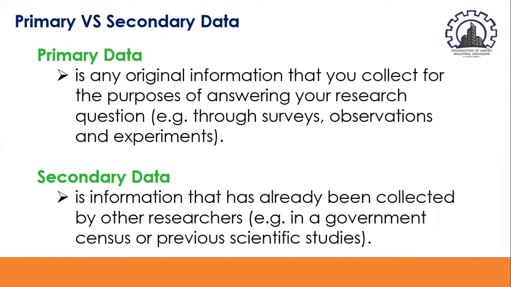Now, this is just a brief recap of what we discussed in the previous chapter. The difference between the two is that primary data is any original information that you collect for the purposes of answering your research questions, such as through surveys, observations, and experiments. On the other hand, secondary data refers to information that has already been collected by other researchers. Examples of this would be a government census or previous scientific studies.